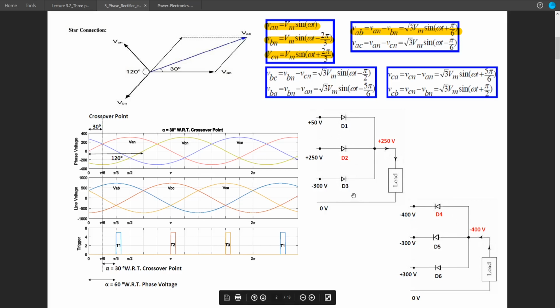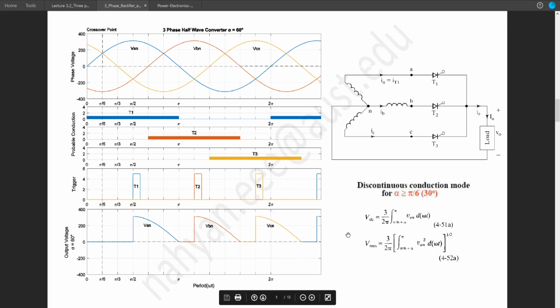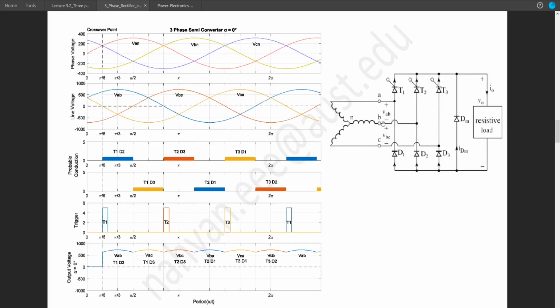So in this case, if D4 turns on, D5 and D6 will automatically get reverse biased. So in case of a common cathode, a high voltage will turn on the diode, but in case of a common anode, the lowest voltage will trigger the diode. So if we compare it with our semi-converter circuit, we will have a similar situation.